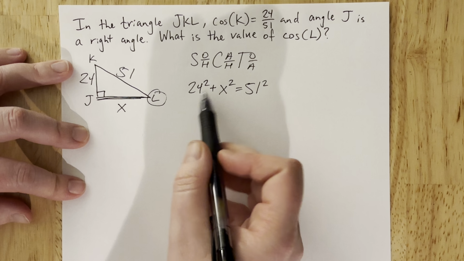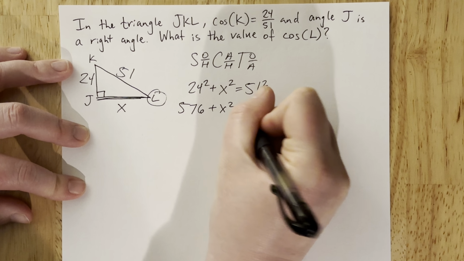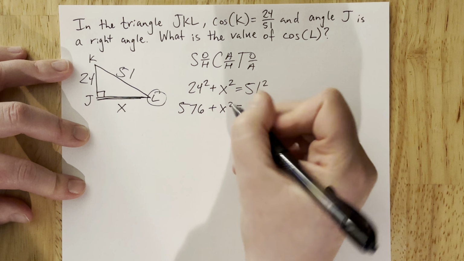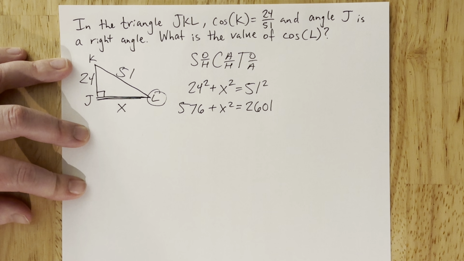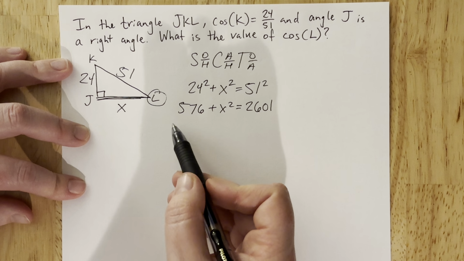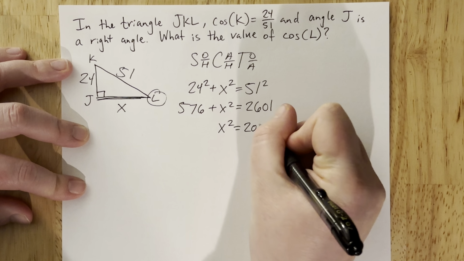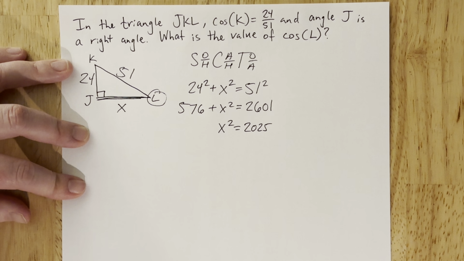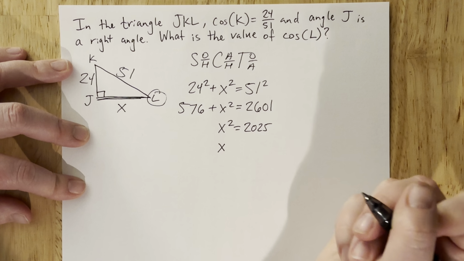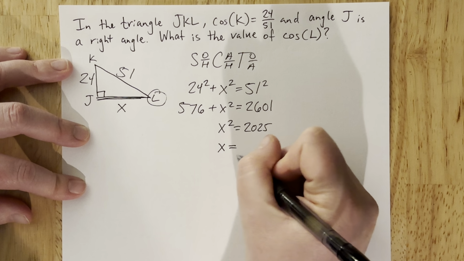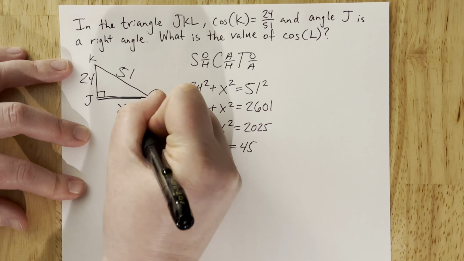So 24 squared is 576, plus x squared should equal 51 squared, which is the same as 2,601. I'm going to slowly work through solving this. I'm going to subtract 576 on both sides, and then I get x squared equals 2,025. I know that the inverse of squaring is the square root, so I'm going to take the square root of both sides. I'm only really worried about the positive answer, so x equals 45. That means this side length is 45.